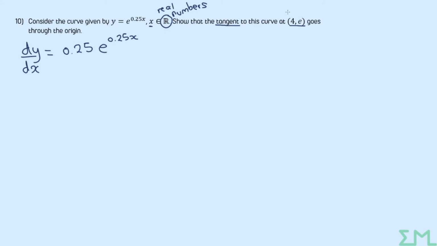We want the gradient at this point here, when x is 4 and y is e. So what I tend to do is put this line down here and say x equals 4, and that basically says I'm going to evaluate this expression at the value of x equals 4. So that's 0.25 e to the 0.25 times 4, which is just 1. So you probably write that as 0.25e. Okay, so we've got our gradient. This is m, so I'm just going to put m equals.